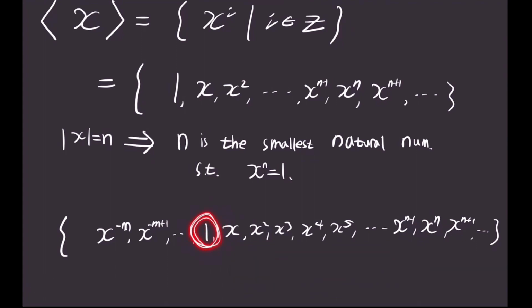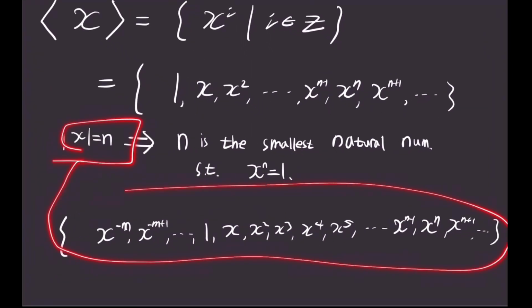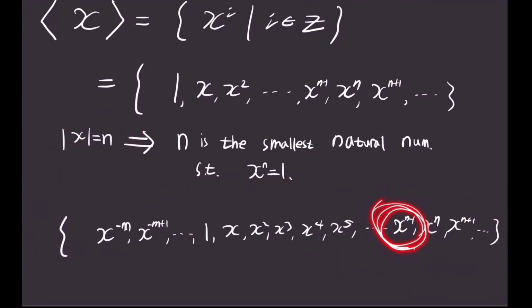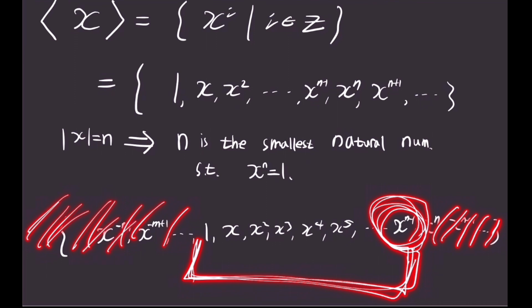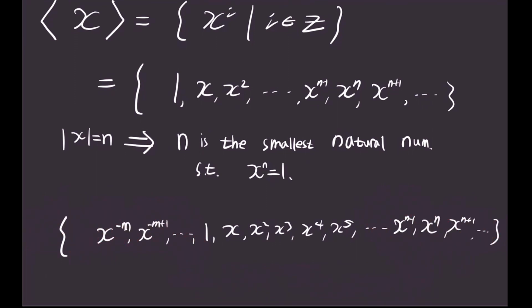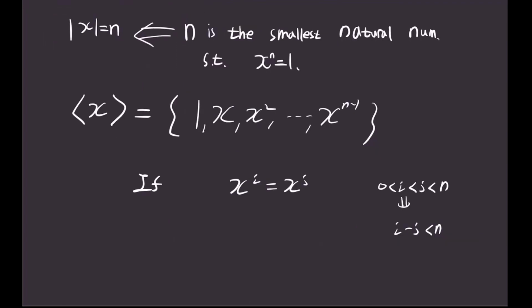So that's clear, right? If the order of this set is n, then x to the power of n and x to the power of 0 must be the same. Then they overlap, and we can banish this element. This is very trivial if we consider the structure of this set. And now I want to talk about this part. I think this isn't trivial, but very easy.